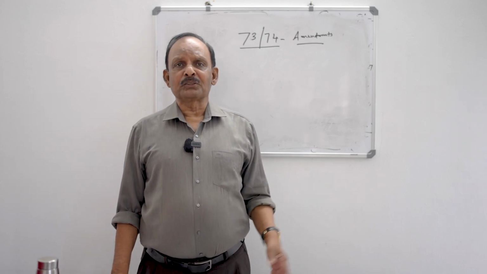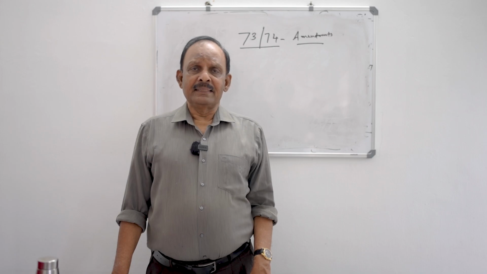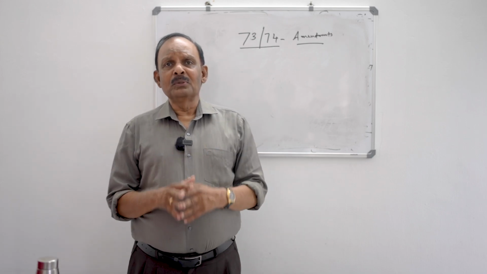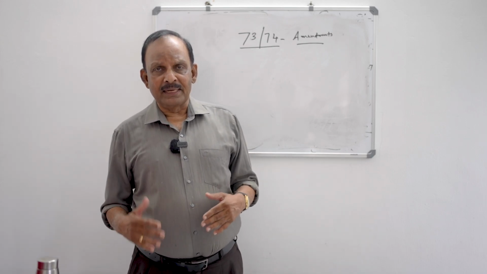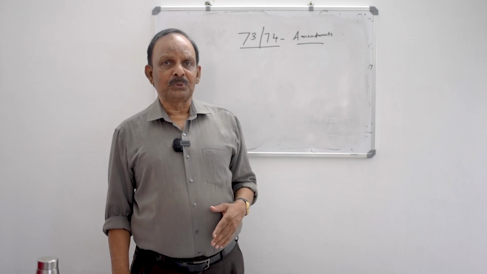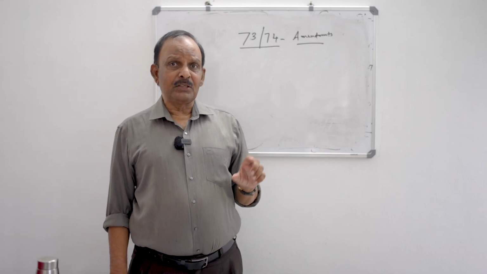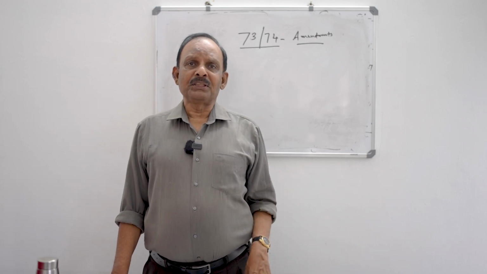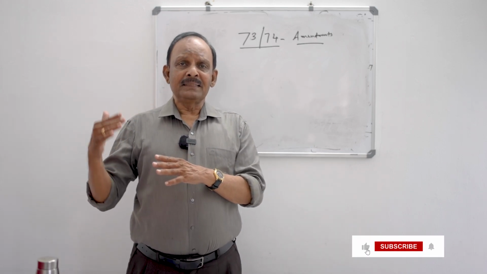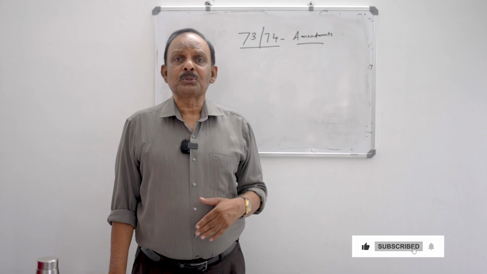Now we shall enter into the topic, 73rd and 74th amendments. We all know 73rd and 74th amendments are related to Panchayat Raj institutions, municipalities and corporations. So when we study 73rd and 74th amendments, we have to go back to history: what all things happened in the development of Panchayat Raj institutions in India.